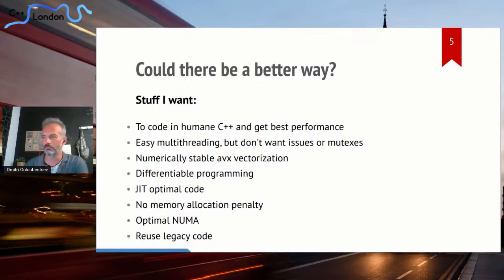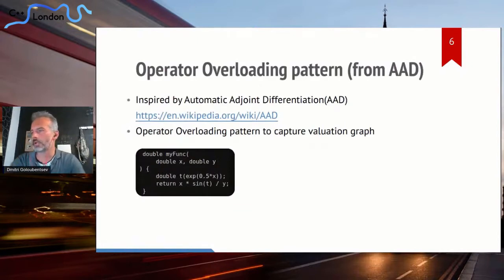And I don't want to start from scratch. I want to take advantage of what is already there. And I want to keep my code fairly easy to understand and fairly easy to extend. So I started this project when I started to look at automatic adjoint differentiation tools. I'm going to talk more about that, but the main pattern used in this technology is the operator overloading pattern.